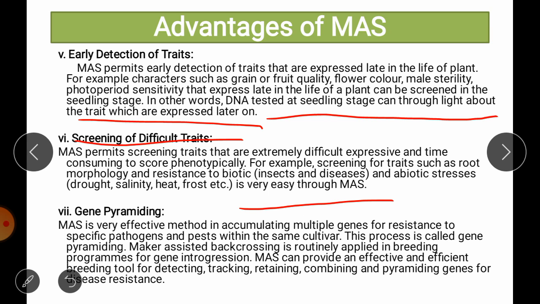Then the next point is gene pyramiding. It is also a very effective method to accumulate multiple genes for resistance to a specific pathogen or pest within the same cultivar. So accumulation of multiple genes in one crop is called gene pyramiding. This method is also helpful. We can use marker assisted backcrossing, through which we can incorporate a large number of disease resistance genes in one variety or one line.